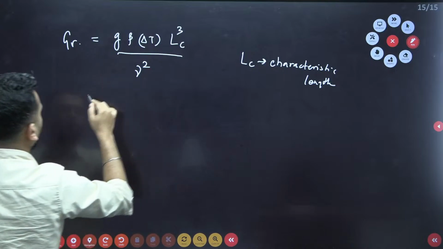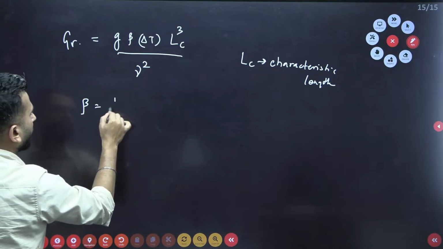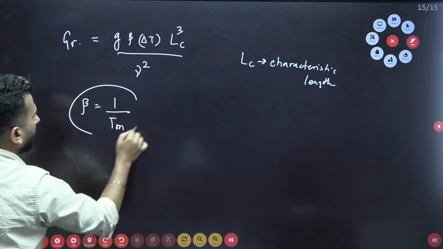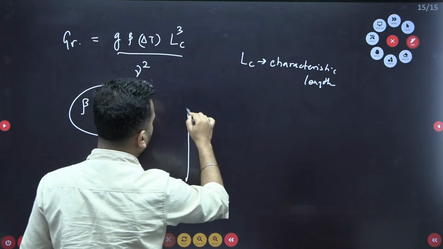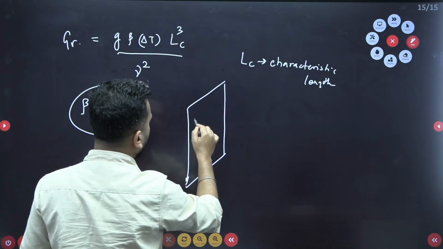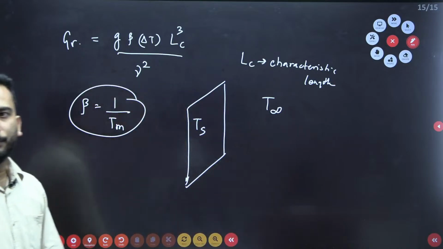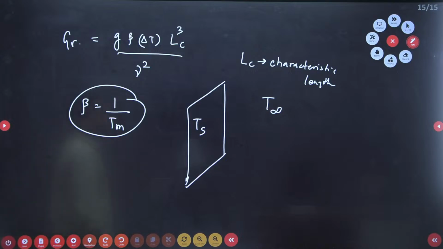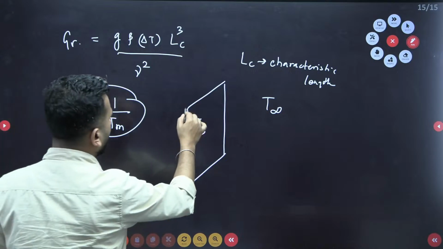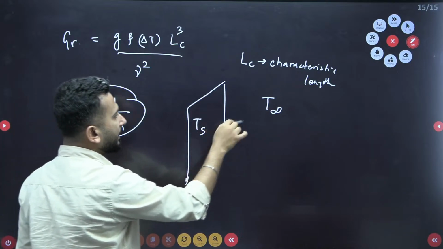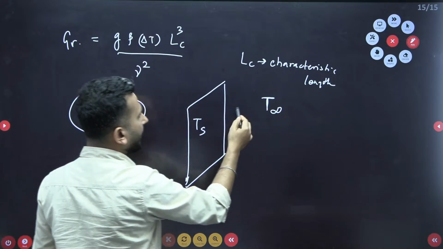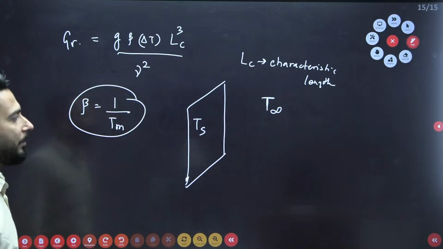Now I have told you what is beta. Beta is 1 by Tm. So for example, this is a flat plate. It is having a temperature Ts and the ambient temperature is T infinite.